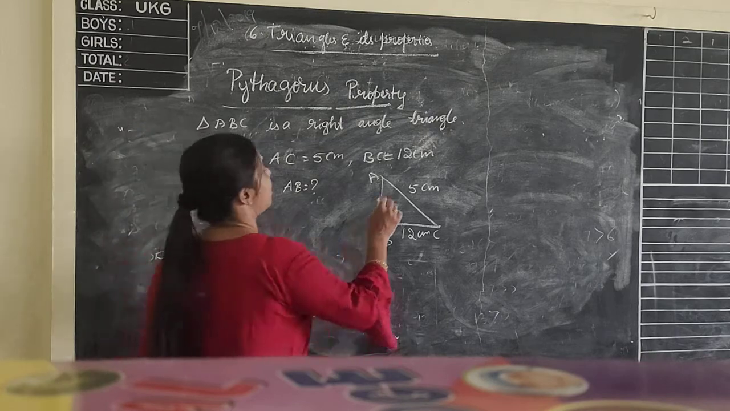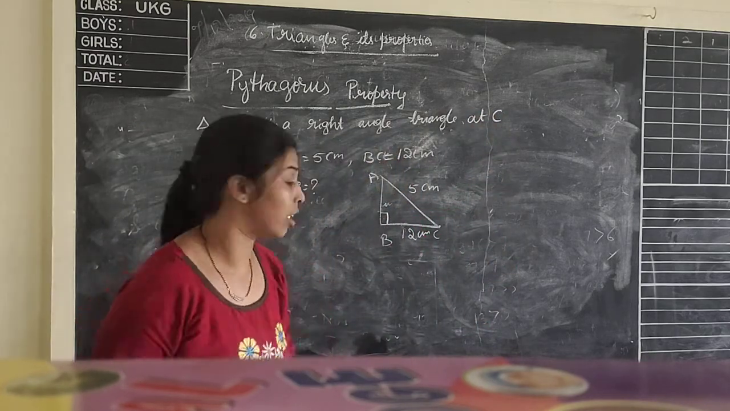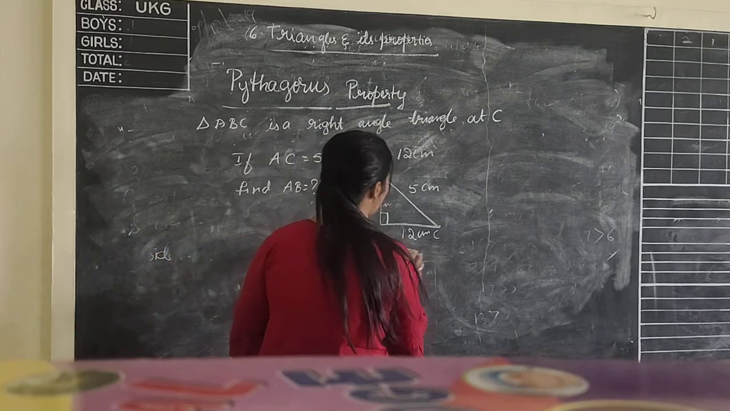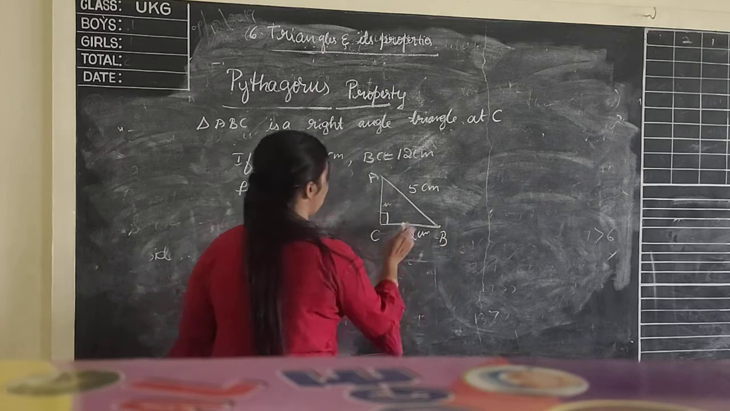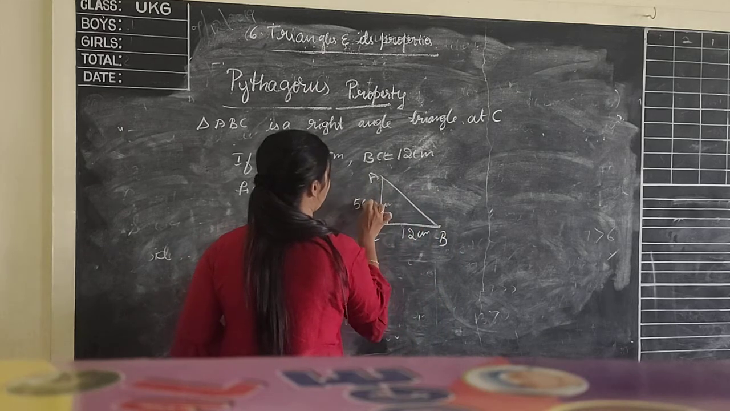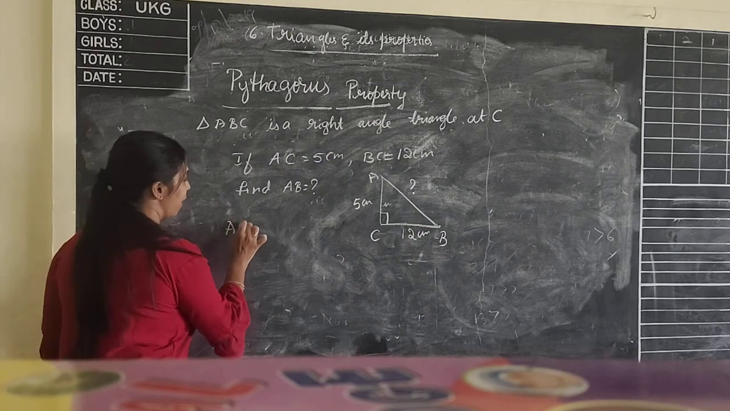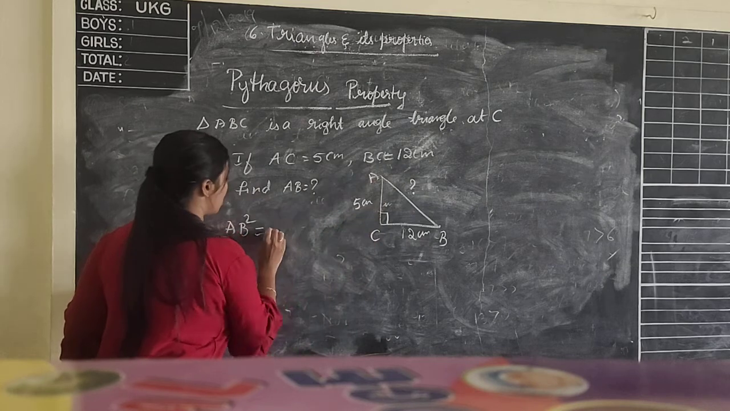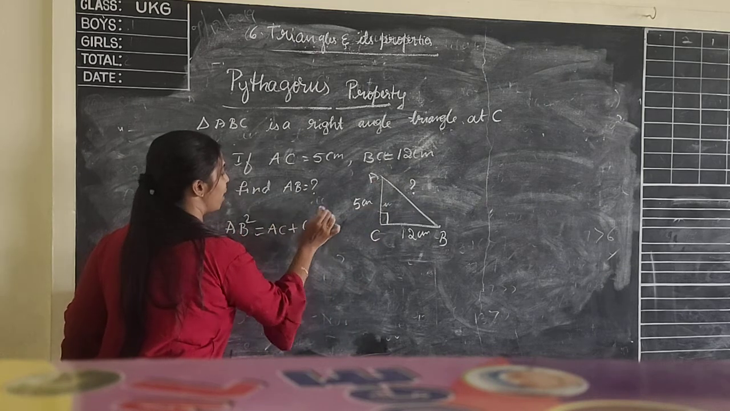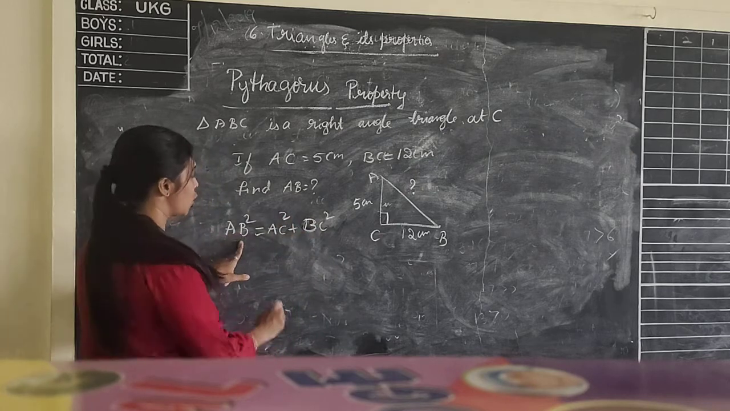Right angle at C, they have given. Where the right angle is given, that should come here, meaning right angle at C. If C is 90, then AB is asked. Write the formula: AB square, hypotenuse square, is equal to the sum of the squares of the other two sides. Correct? This is not given.